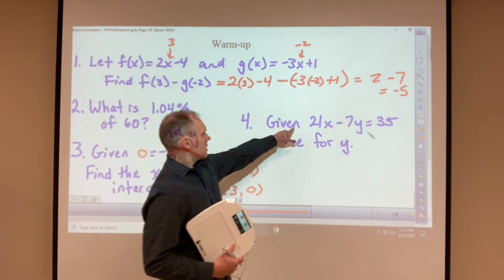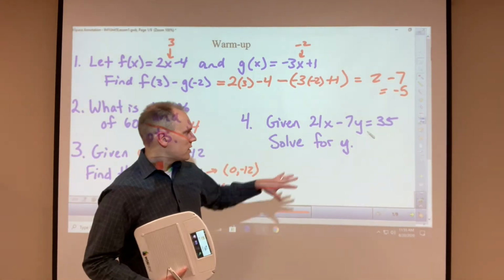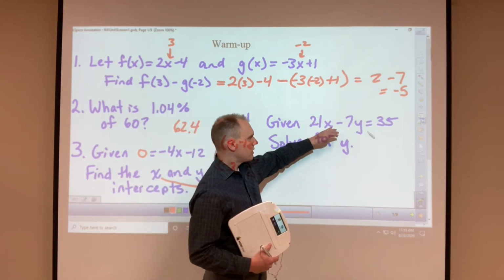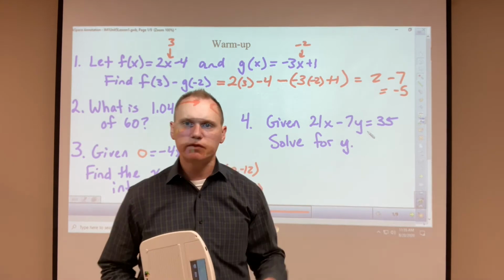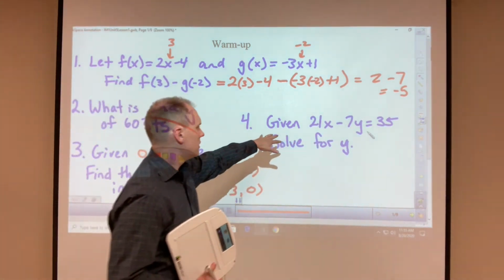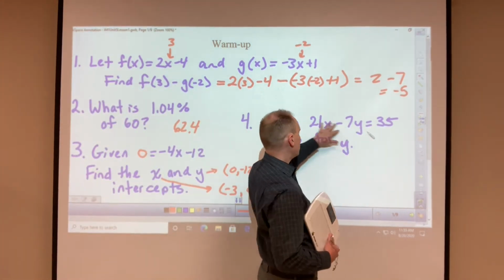Lastly, given this, we've talked about maybe not naming this form, but this is what we're going to get into today. But we've seen things like that, where it's written in this way.